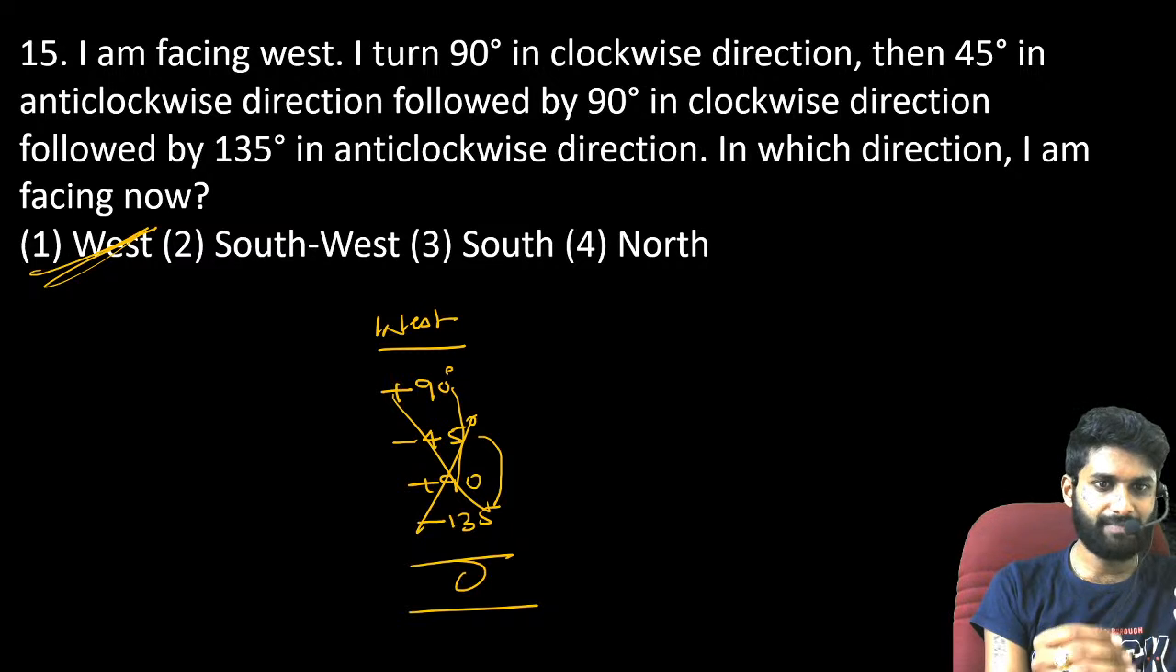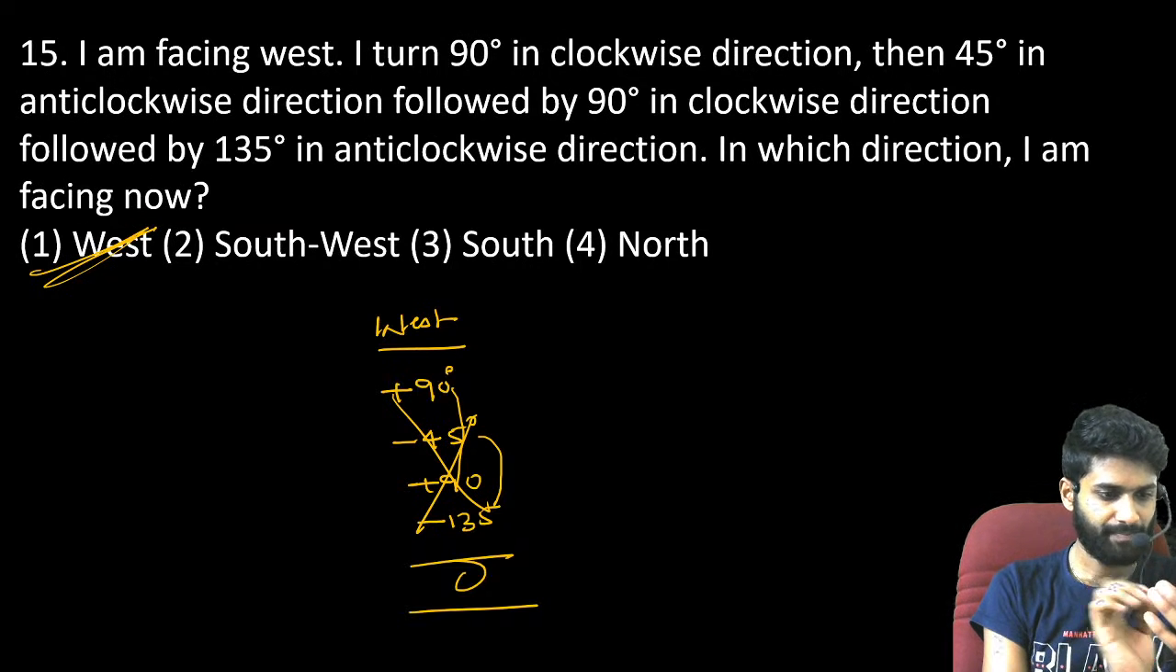If you add plus and minus, you are left with the resultant 0, which means there is no turn. The final turn is always indicated in the same direction as the initial. That's why west is the answer.